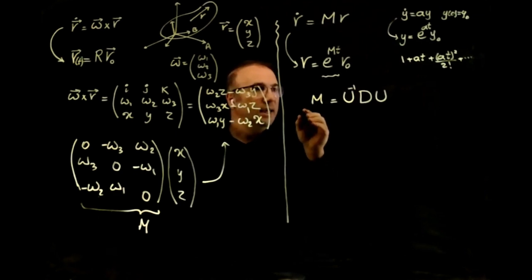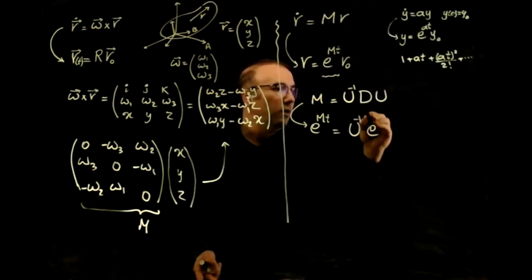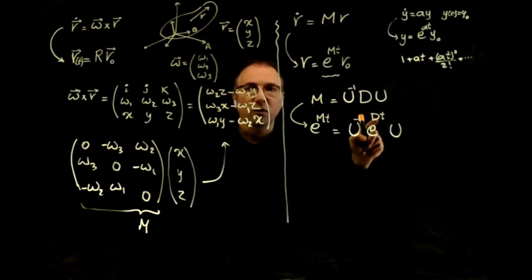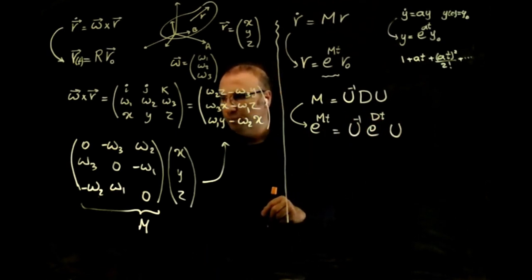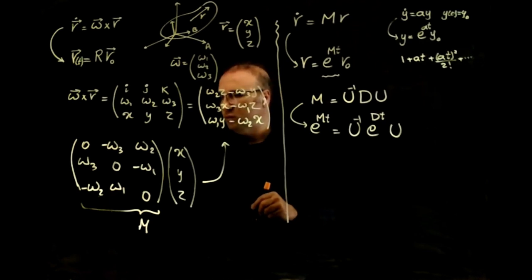Then e to the power of M is the same as, I just keep these, e to the power of Dt. And then e to the power of a diagonal matrix is easy to follow. Now let's analyze this one. This is an anti-symmetric matrix.